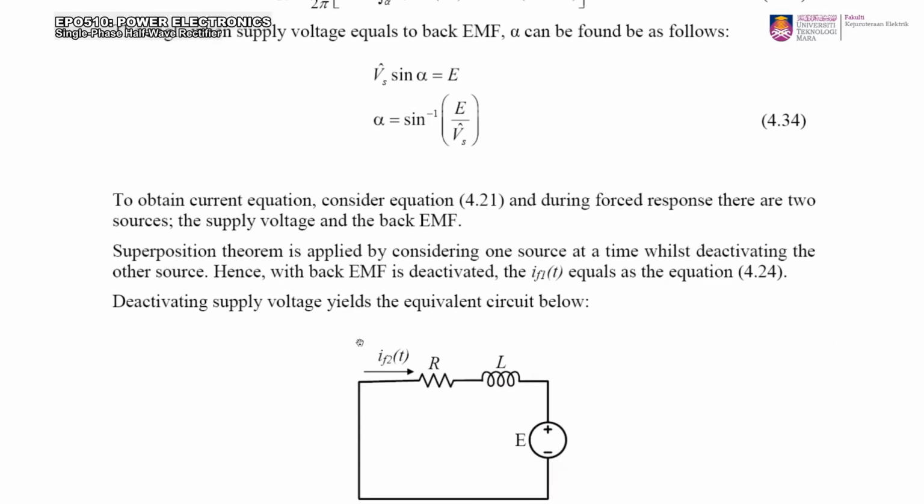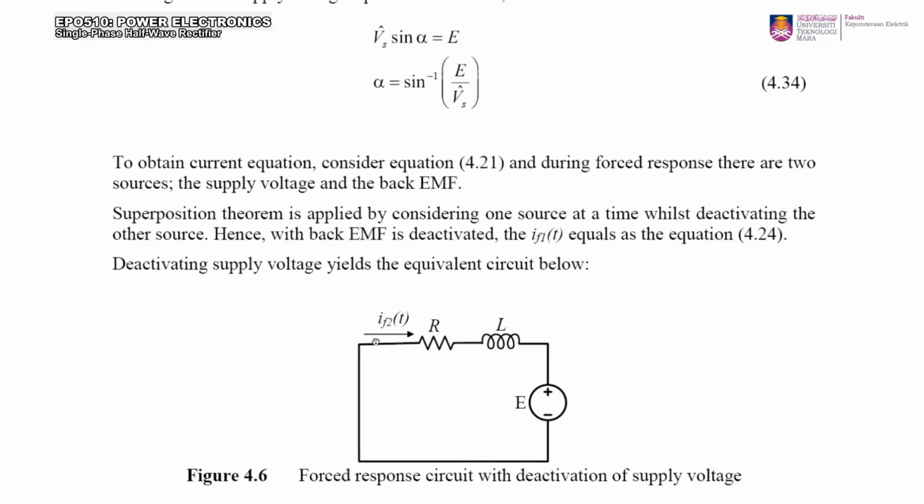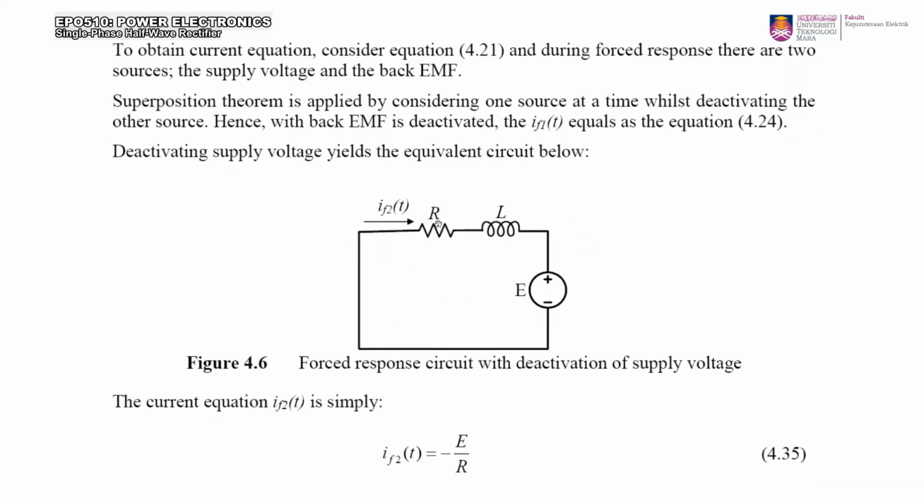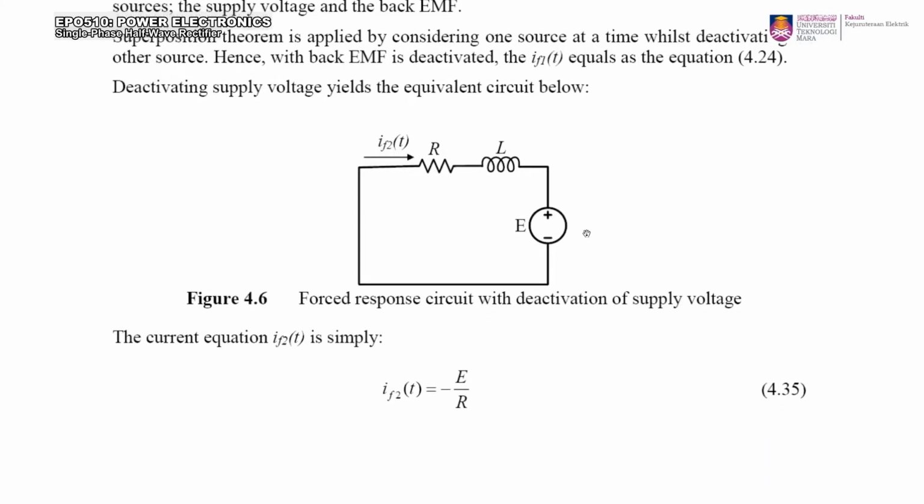And for IF2, the second source, which is from the DC, we're going to have this simple circuit, R plus L. You short circuit the Vs, and that's why you only have E voltage. Therefore for this DC voltage, the voltage across your L will be 0, because there will be no current change, because V equals L di over dt. So since there is no current change, it will be 0.